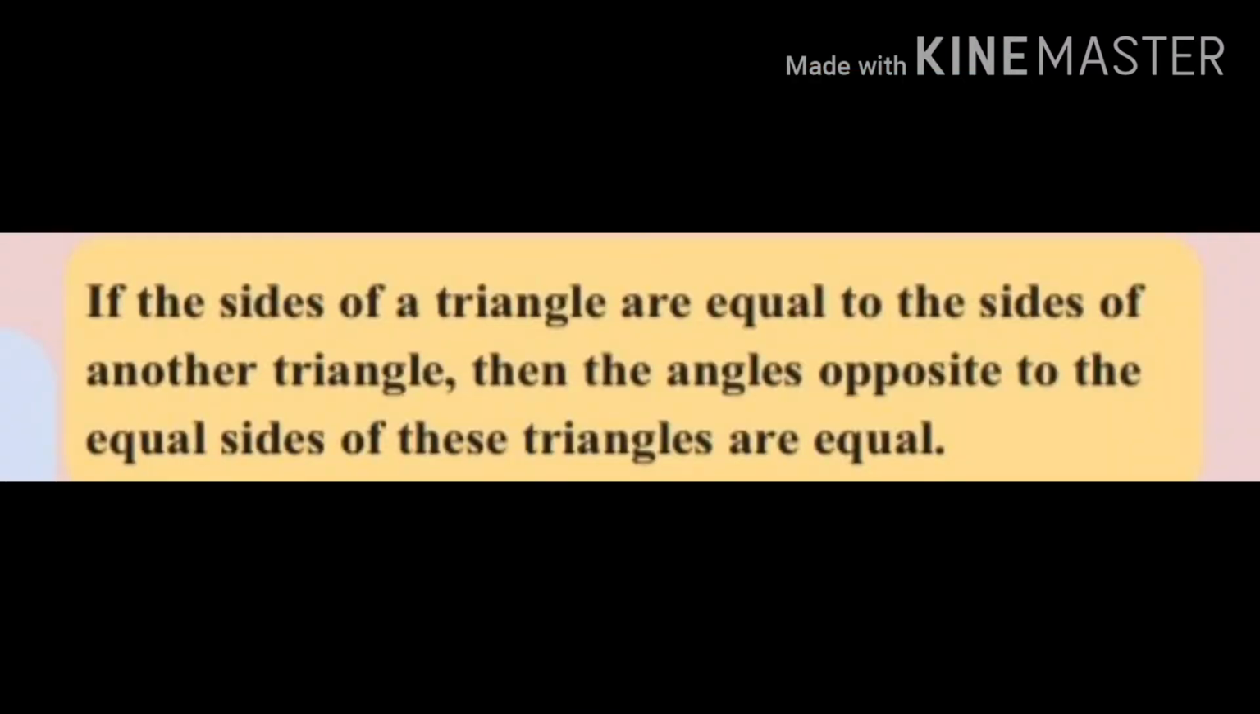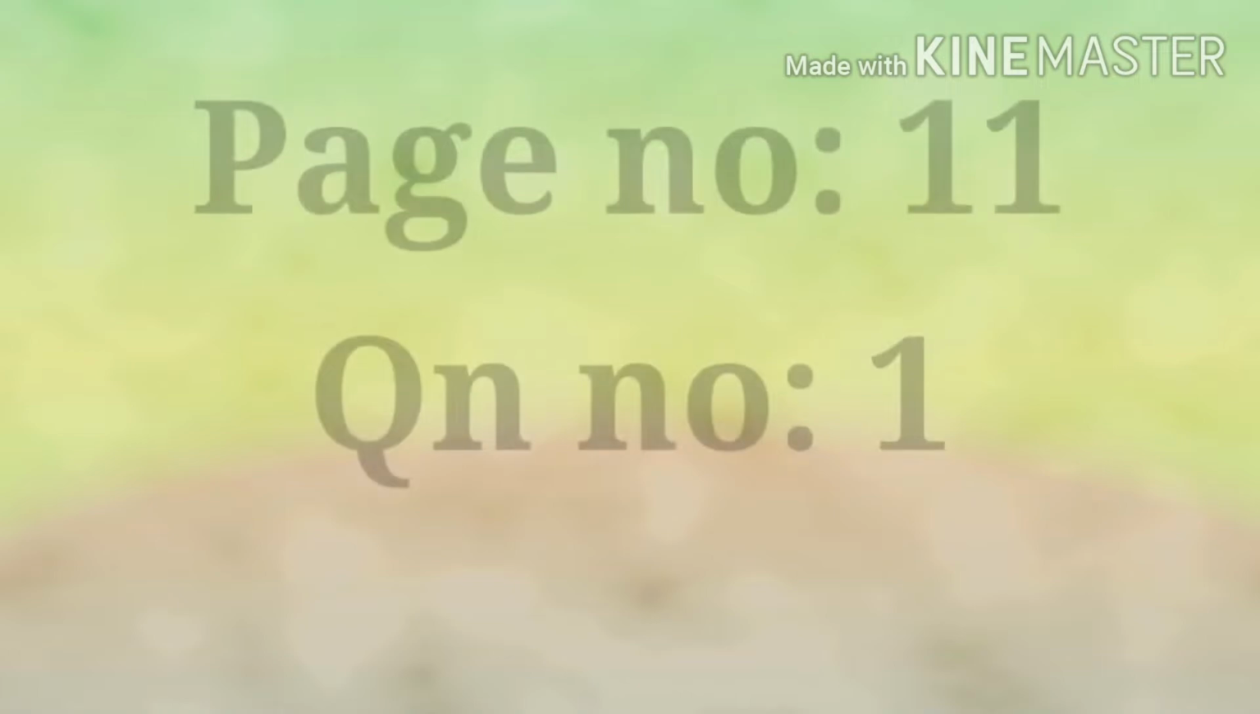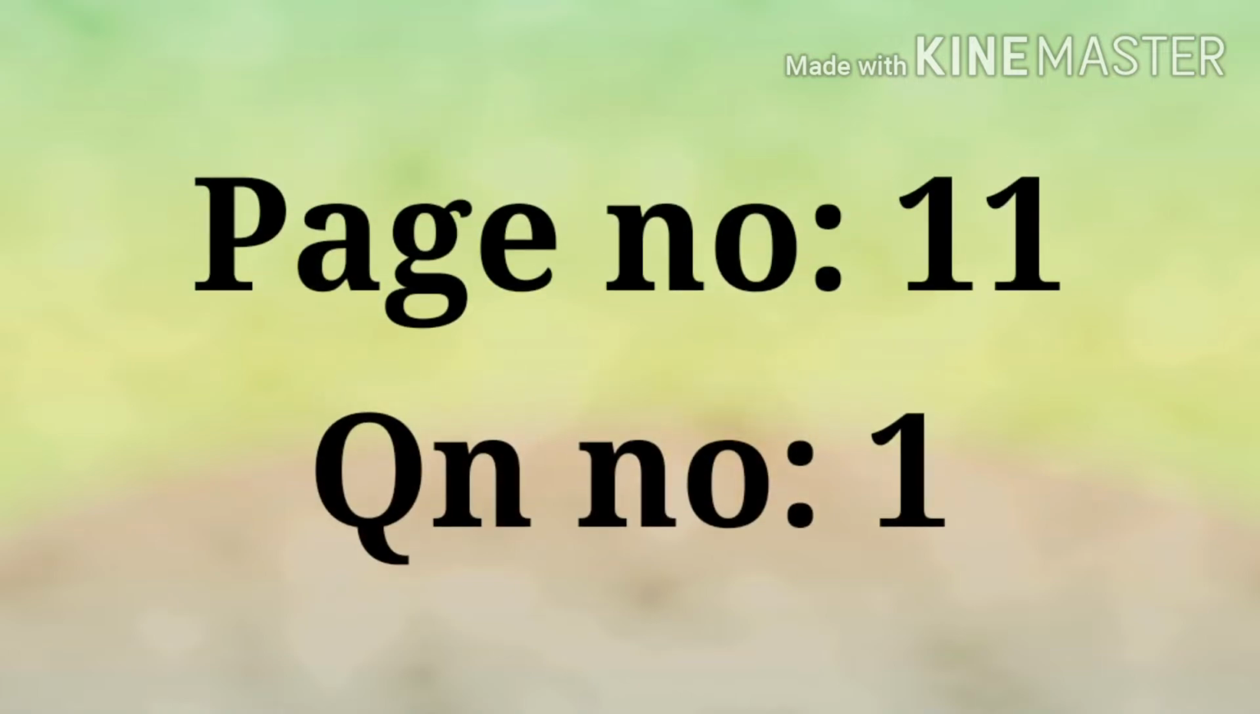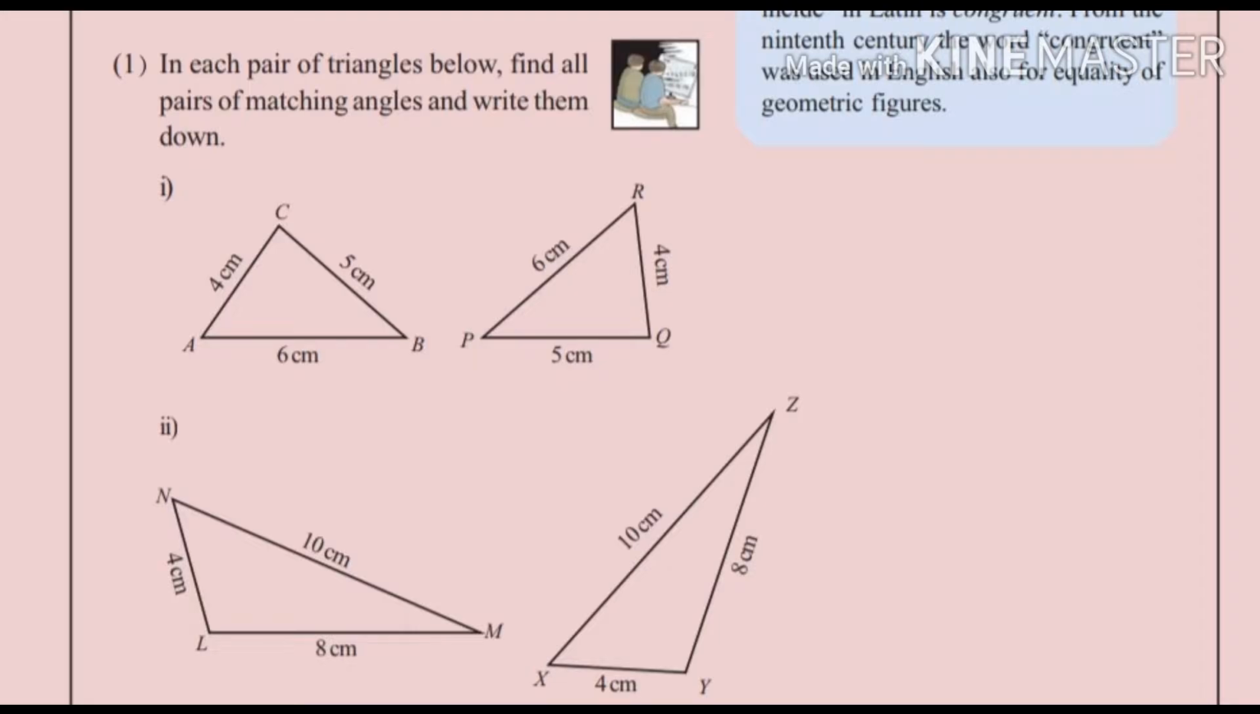In the previous video we learned the concept that if the sides of a triangle are equal to the sides of another triangle, then the angles opposite to the equal sides of these triangles are equal. This is the concept. Now let's move on to the problem. From page number 11, first question. So this is your question.